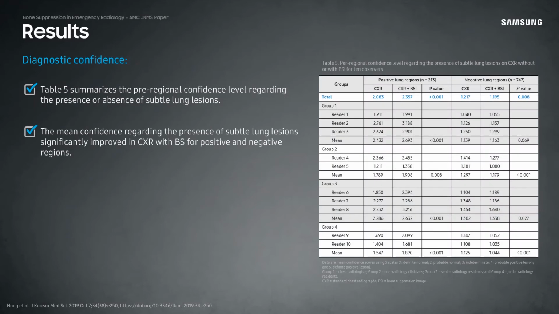As we were discussing diagnostic performance in the previous charts, we now discuss the diagnostic confidence improvements as well. Table 5 summarizes the per-regional confidence level regarding the presence or absence of subtle lung lesions. The mean confidence regarding the presence of subtle lung lesions significantly improved in chest X-ray with bone suppression for positive and negative regions.